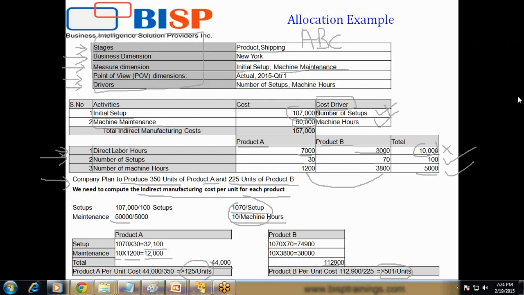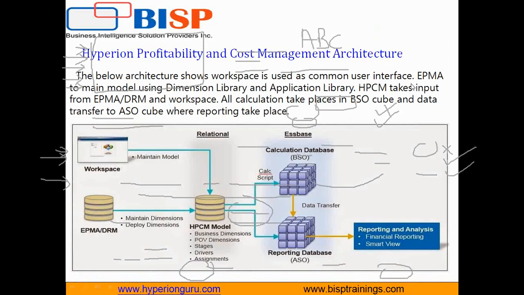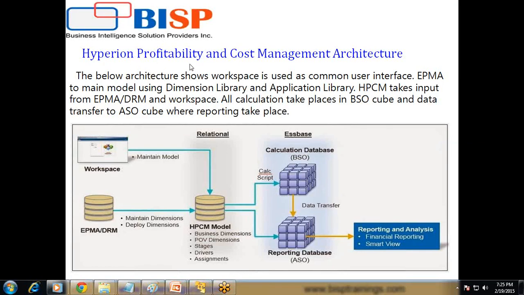Let's discuss this in more detail, because now you know how cost allocation is done. We see how to relate this with HPCM. When you look at the profitability and cost management architecture, you find HPCM behind this can use Essbase. It uses two Essbase cubes. The architecture below shows a workspace, a common interface through which your business users communicate with HPCM. It's an application, so workspace is the common interface.